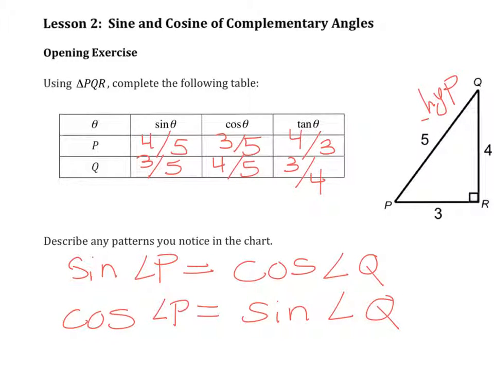And the other thing that you can notice also is if you look at the tangent values for each of the angles, they're equal to the reciprocals. Okay, so reciprocal means to flip. So we can remember that with refliprocals. So the tangent values of the complementary angles are reciprocals.